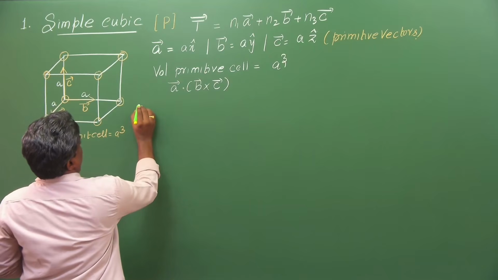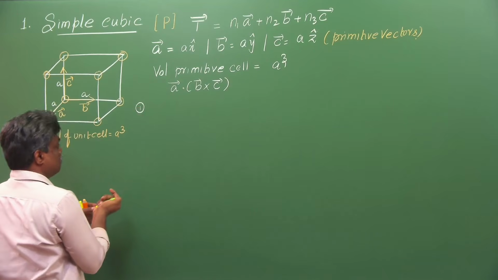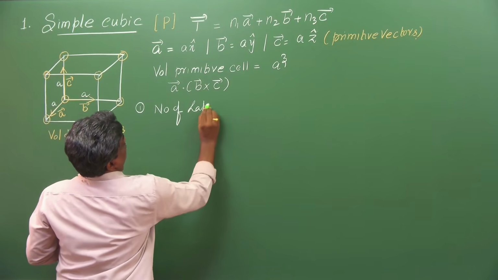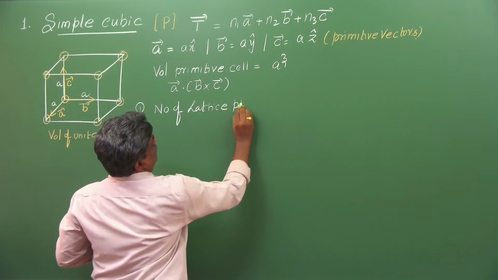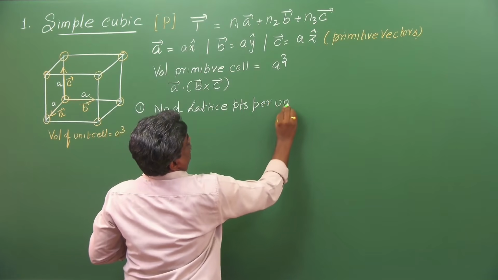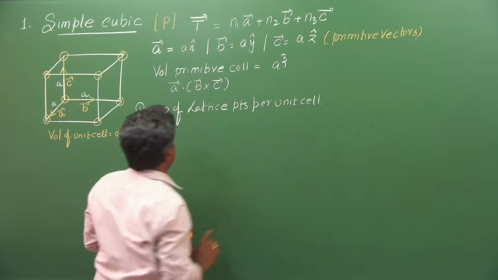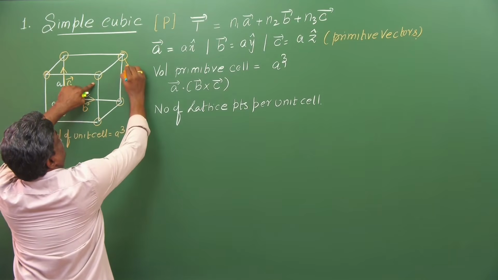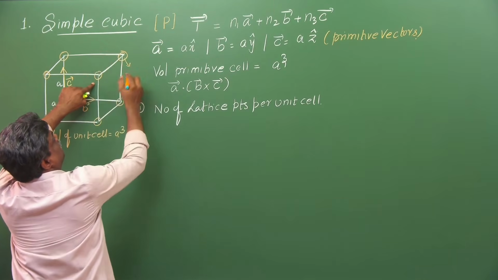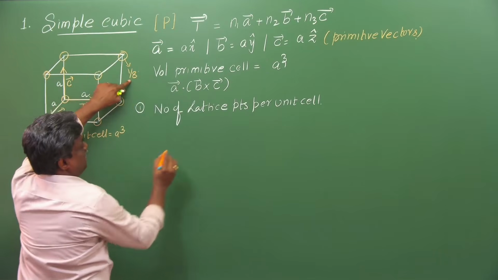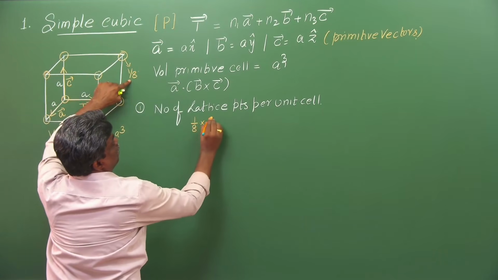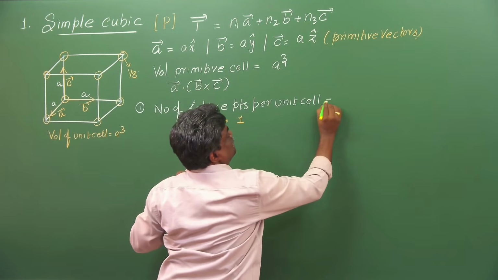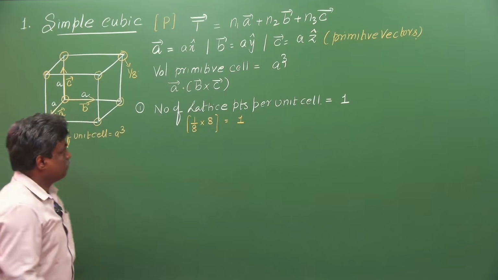And let us start one by one. First one, number of lattice points per unit cell. One by one. So how to get this number of lattice points per unit cell? I hope everybody knows what is the sharing of this atom in the lattice structure. 1 by 8. How many are there? 8. That is equal to how much? 1. So the number of lattice points per unit cell equal to 1.